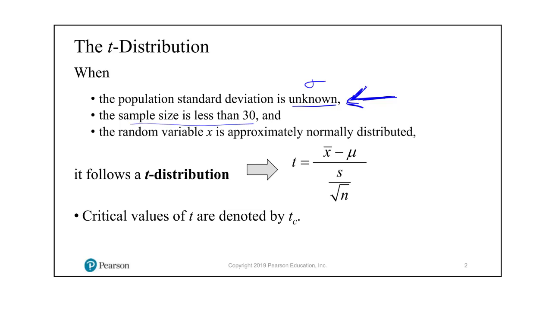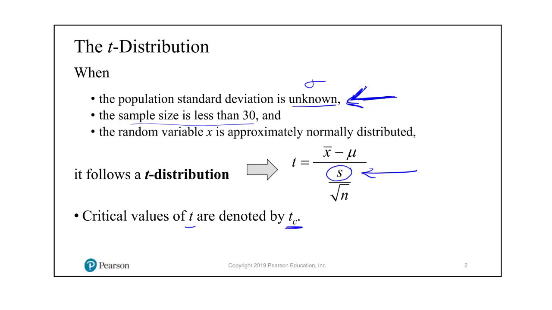Okay, so the t distribution, what does it look like? How do we get t? Well, it looks a lot like the calculation of z, except for the fact that we are going to use the sample standard deviation, s, instead of sigma. So that's the difference right there, and that will make a bit of a difference in how this distribution looks. Now critical values of t are denoted by tc instead of zc.